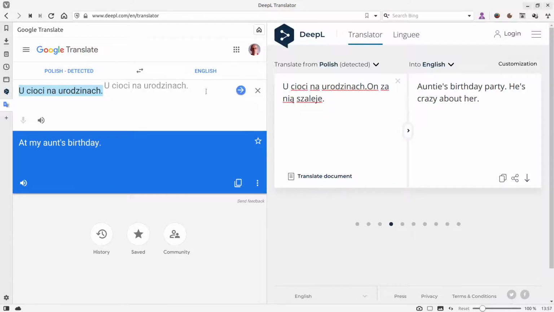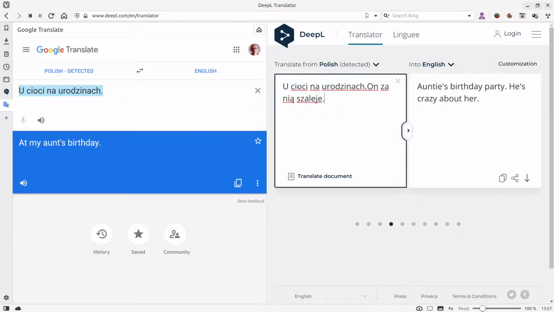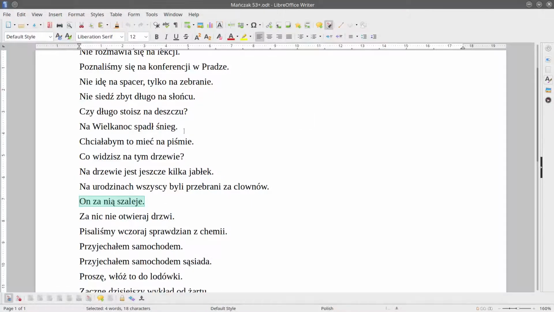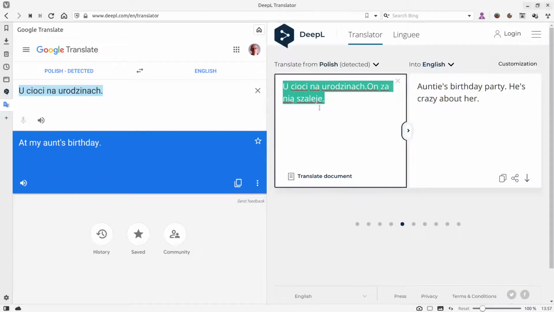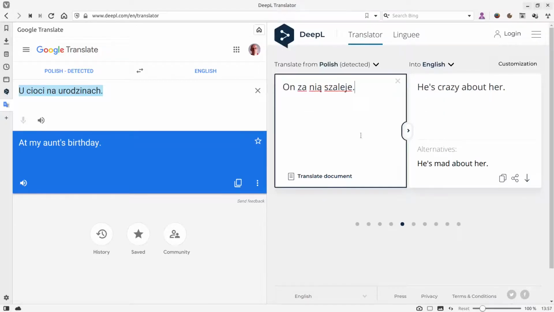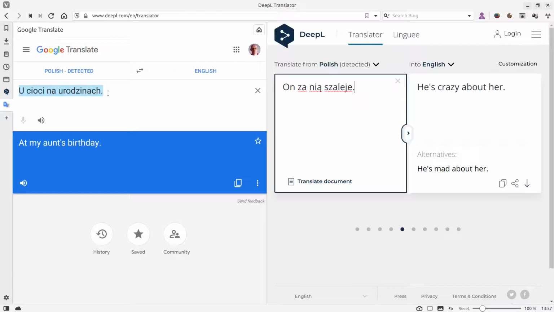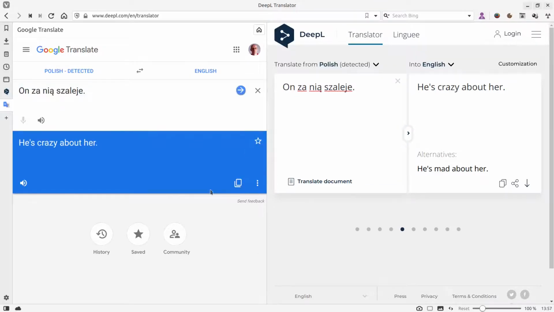Oops. Let's first paste here. Oh, I copied the whole thing. He's crazy about her. Okay, same here.